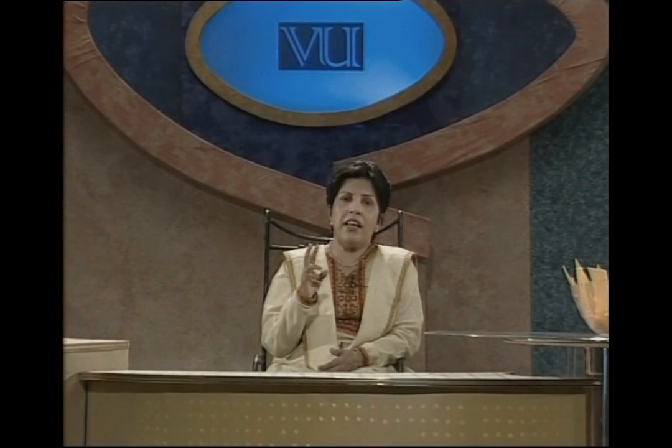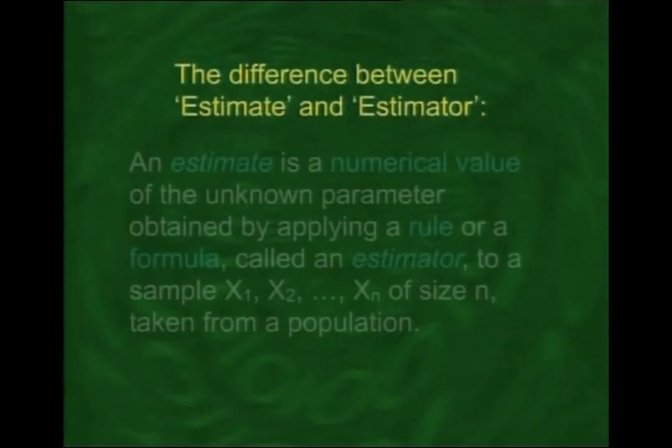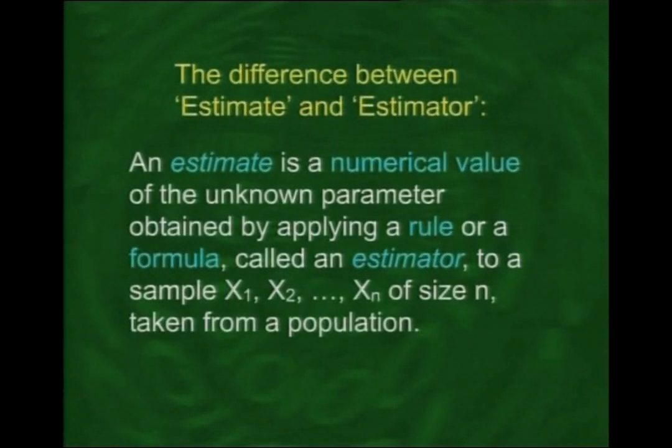Now there is an interesting point here. Do alfaz hain, estimator and estimate. And what is the difference between the two? As you now see on the screen, an estimate is a numerical value of the unknown parameter obtained by applying a rule or a formula called an estimator to a sample x1, x2, so on up to xn of size n taken from a population.